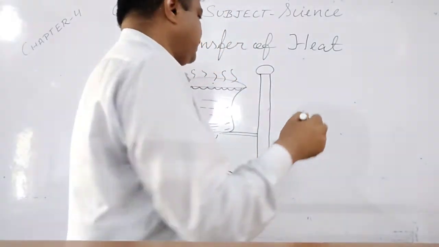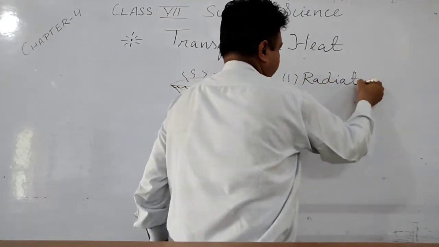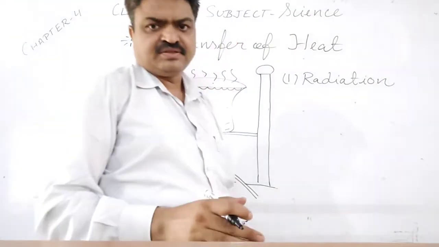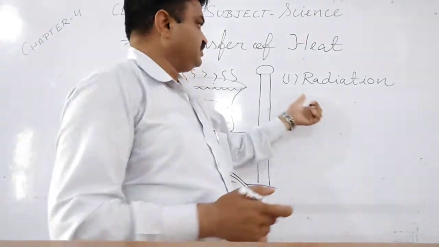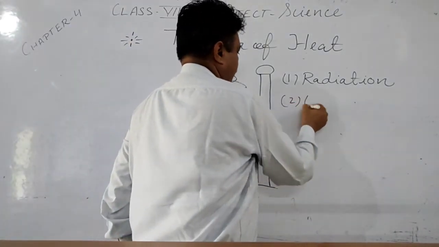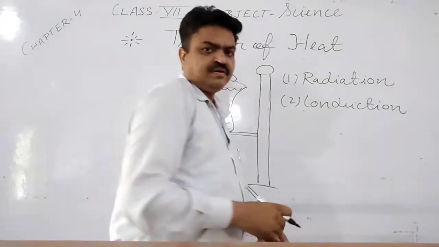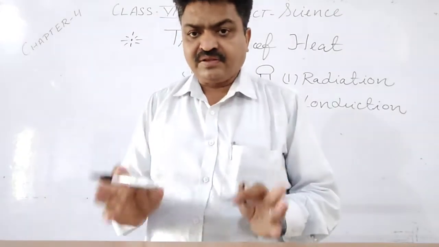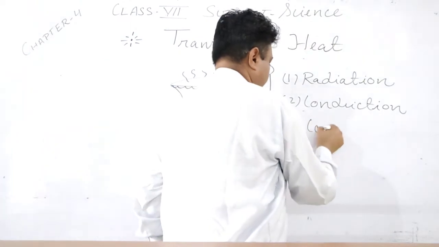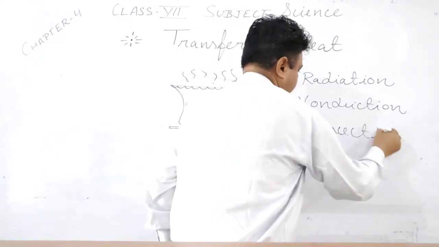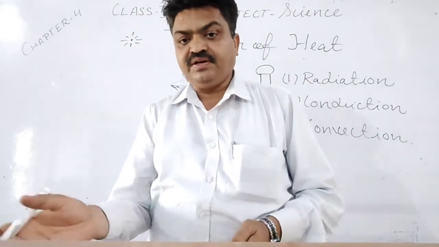First is radiation, students, radiation. With the help of radiation, heat is transferred. Second is conduction. And third is convection, students, convection. These are the three ways in which heat is transferred.